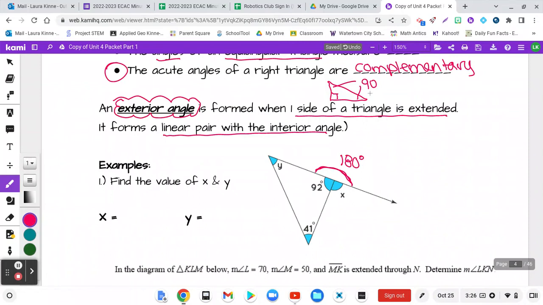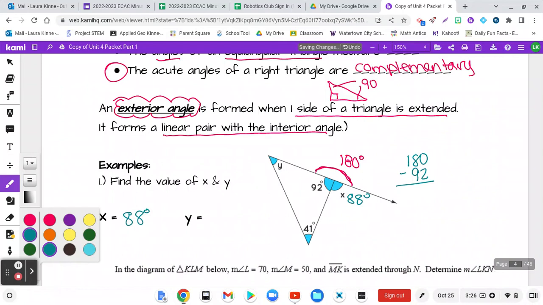I do have a shortcut that I'll share with you tomorrow in class, but for now, we're going to figure out these by looking at those relationships. So if I want to find x, I'm just going to take 180 and subtract 92. All right, so 180 minus 92 gives us 88 degrees. Okay, they're a linear pair.